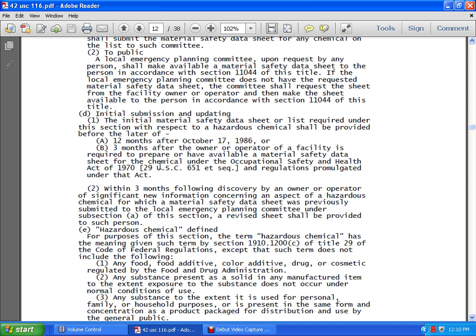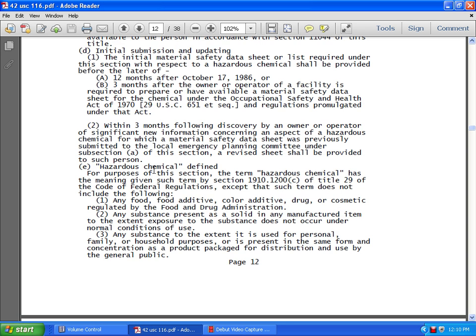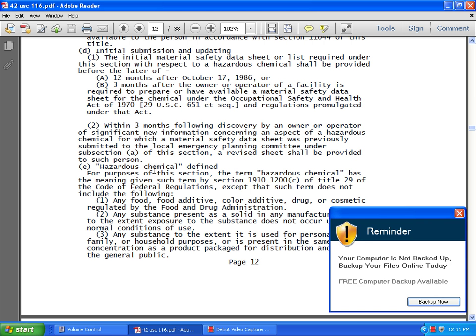Within 3 months following the discovery by an owner or operator of significant new information concerning an aspect of a hazardous chemical for which a material safety data sheet was previously submitted to the local emergency planning committee under subsection A of this section, a revised sheet shall be provided to each person to whom the sheet was previously provided.